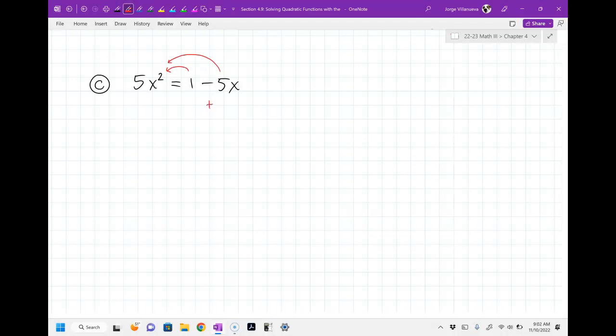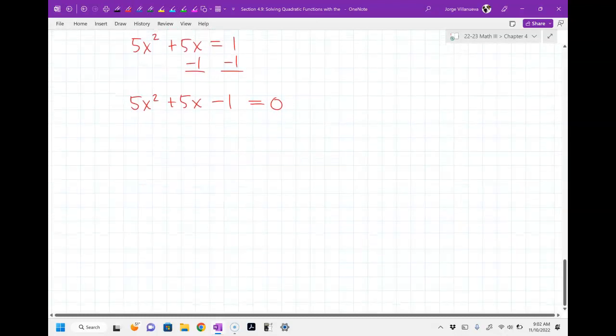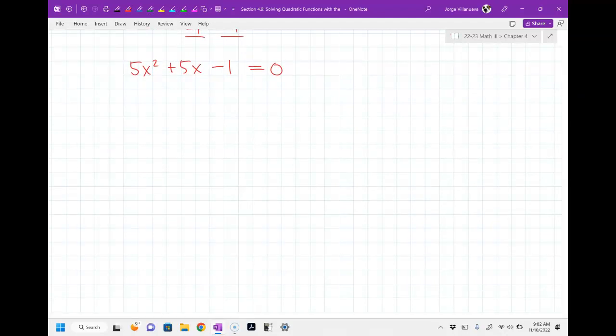So I'm going to add, let's do the 5x first. So I get 5x squared plus 5x equals 1. And then let's move the 1 over at the same time here, so minus 1 minus 1. I get 5x squared plus 5x minus 1 equals 0. So this is my brand new equation right here: 5x squared plus 5x minus 1 equals 0.